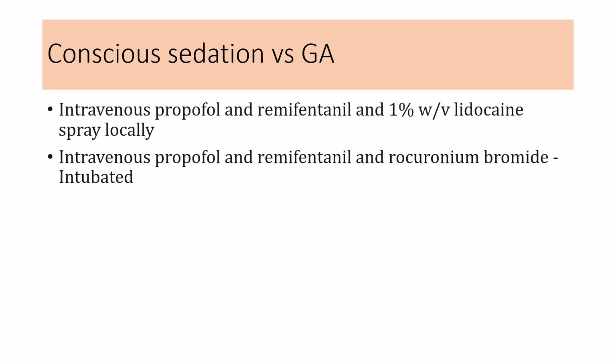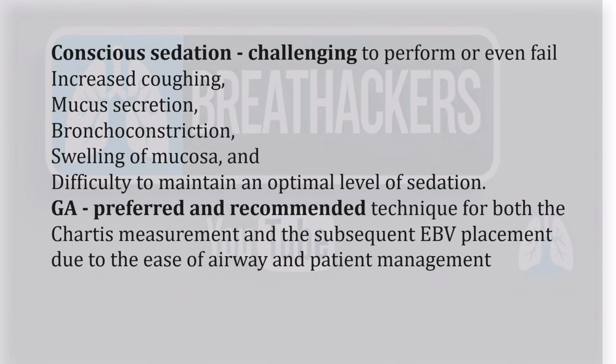So conscious sedation can be challenging and it has almost the same challenges that we face during a normal bronchoscopy, like increased coughing, mucus secretion, bronchoconstriction, mucosal swelling, and difficulty maintaining an optimal level of sedation. So, GA is nowadays preferred and it is recommended as a technique for both the measurement of collateral ventilation via Chartis as well as placement of the endobronchial valve. So, there is an ease of airway and patient management.